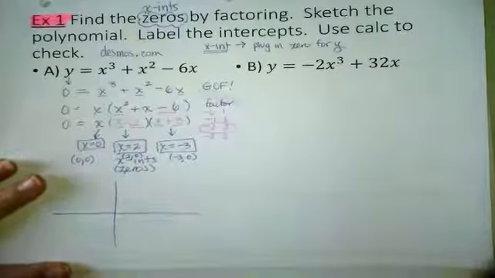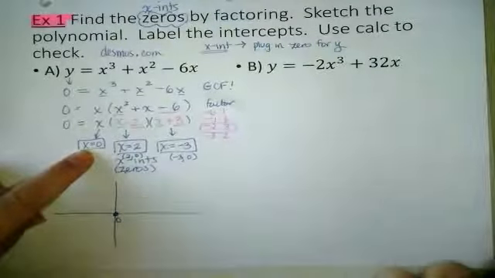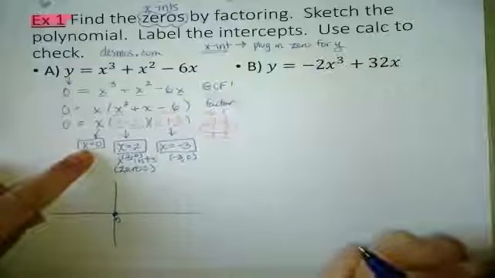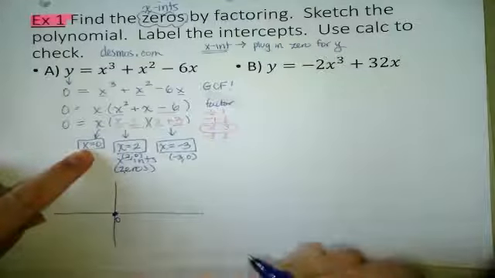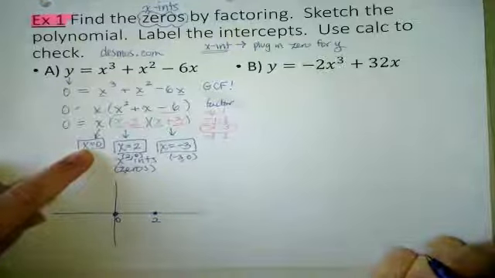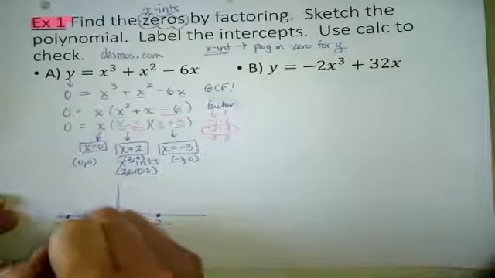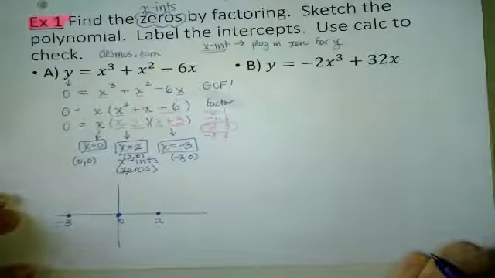This is all you have to do. Here we have 0. I'm going to make a nice big dot on the x-axis at 0. Right here, I'm going to call that 2. Make a nice big dot on the x-axis. That's the x-intercept at 2. And then here at negative 3, I've got a nice big dot at negative 3.